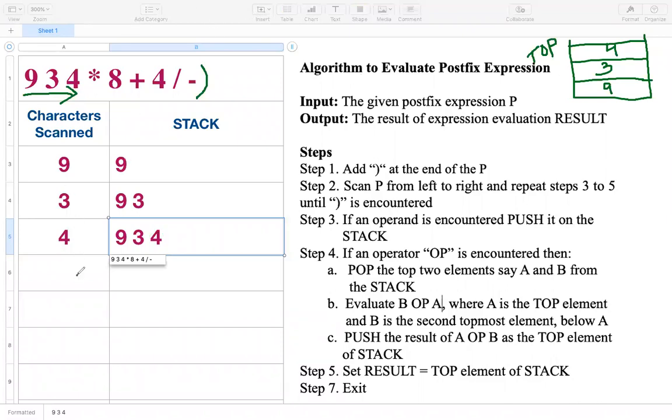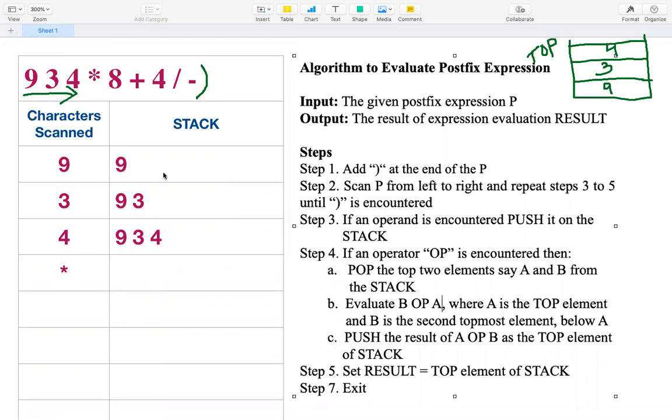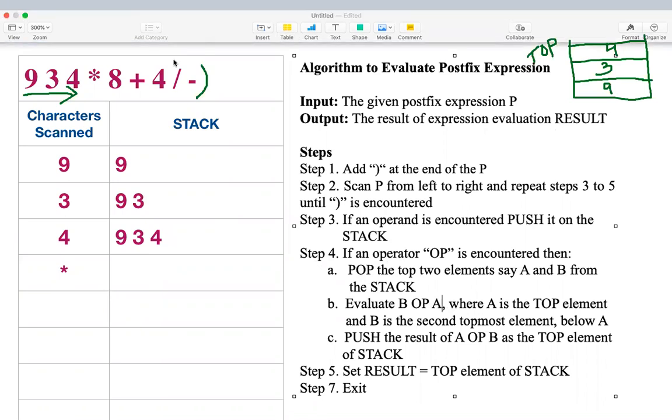Okay. After this we have the character star. Now star is no more an operand, so let us come to the operator part. So what is it telling us? If we encounter an operator here, we pop the first 2 elements of the stack.